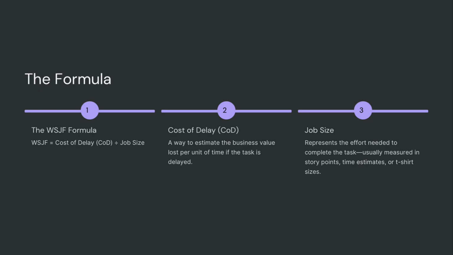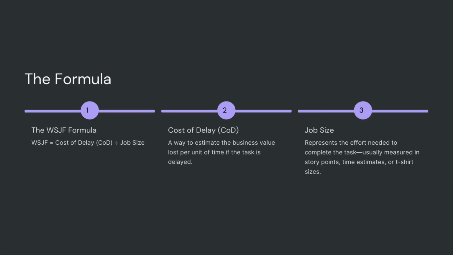Let's break those down then. What exactly is cost of delay? And how do we pin down job size? Good questions. So cost of delay, or COD, is basically your best estimate of the value you lose, business value, customer value, per unit of time if a feature or task gets delayed. It's like putting a price tag on waiting. If a new feature could bring in, say, 10 grand a week, delaying it a week costs you 10 grand. It makes that invisible cost visible.